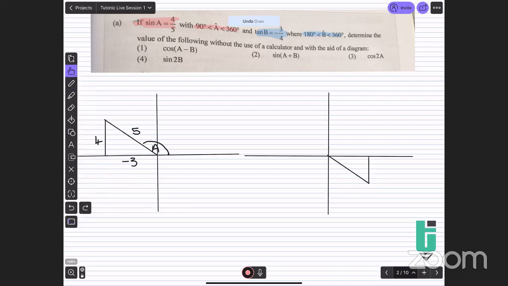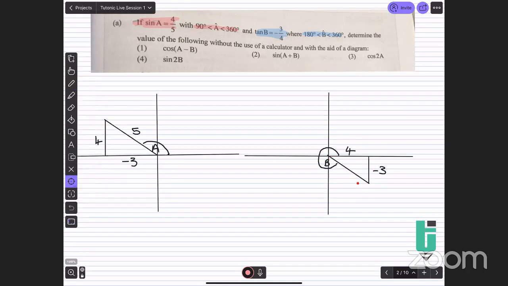So let's do the tan. Who's going to do tan for me? What's tan equal to? What's the ratio? Opposite over adjacent. Right. So what's this one over here going to be? -3. -3, right? And 4. +4. Do you understand why it's 4 and not -4? Yes.